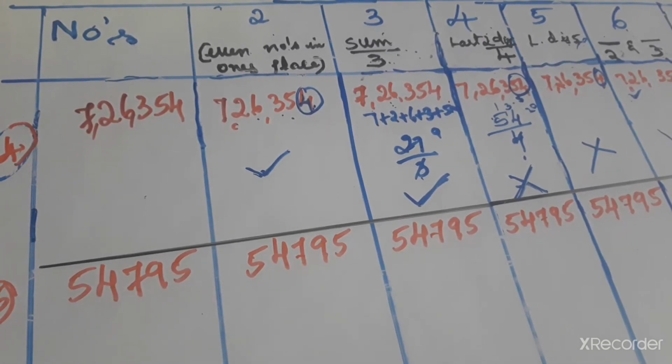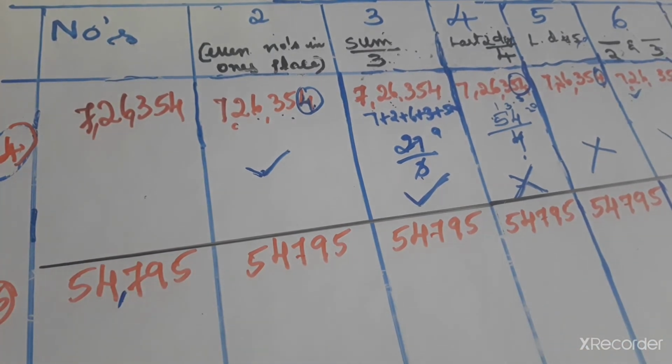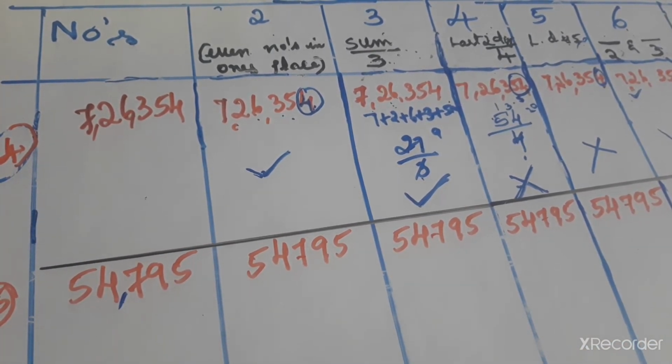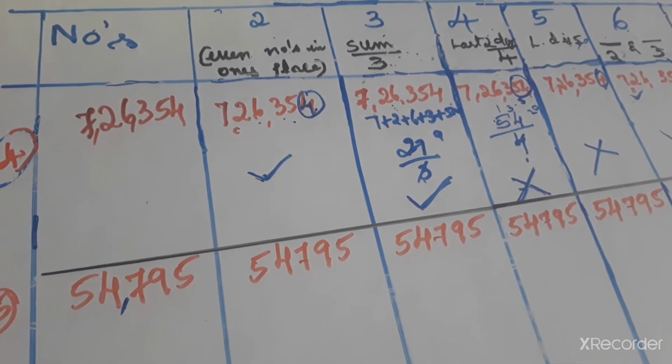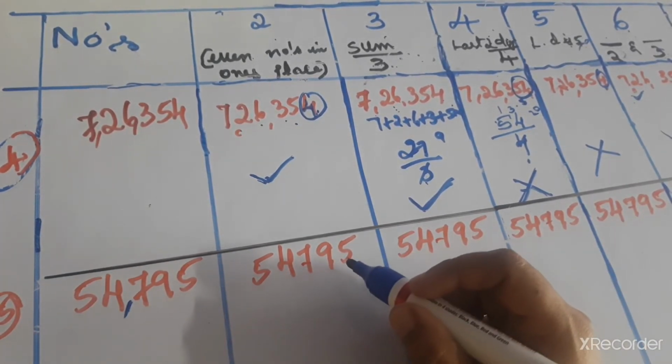Now fifth question. 54,795. We have to check whether it is divisible by 2, 3, 4, 5 and so on. So here I have written the number. This is the question I have written in each place for better understanding, children.